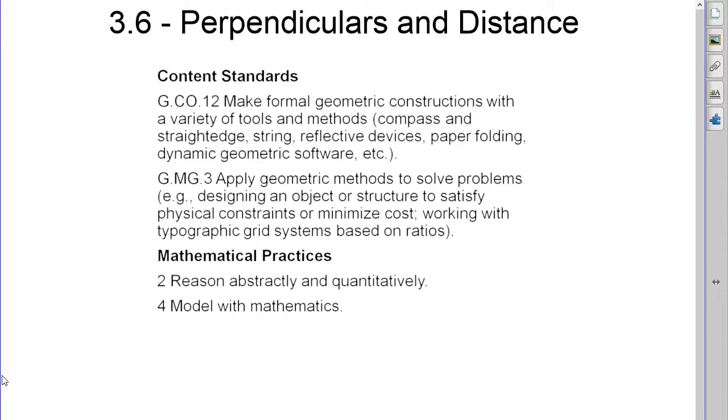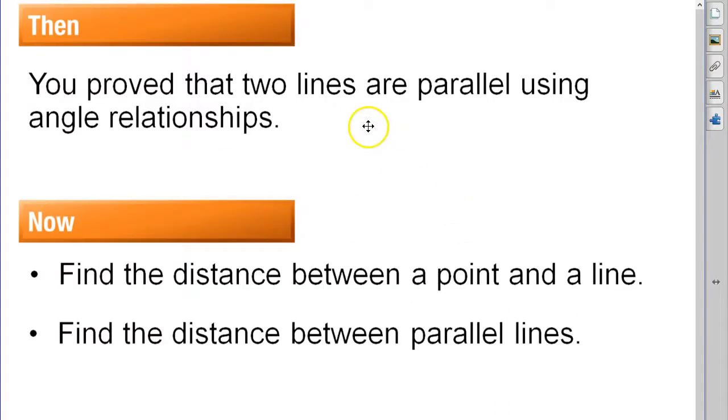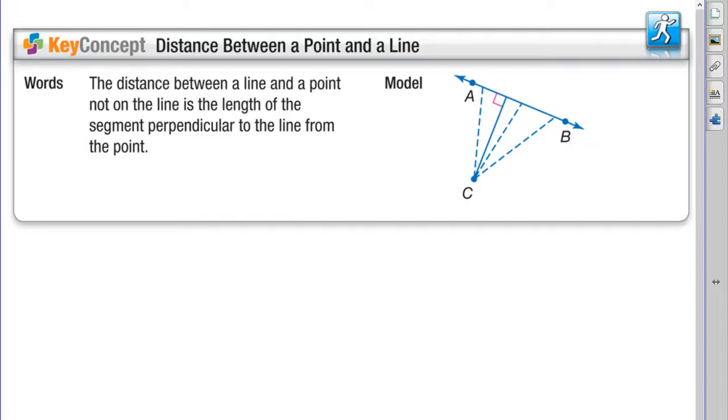So first of all, we have talked about lines being parallel, and now we're going to talk about distance between a line and a point and distance between parallel lines. So first of all, distance between a point and a line. The distance between a point and a line, not on the line, is the length of the segment perpendicular to the line from that point.